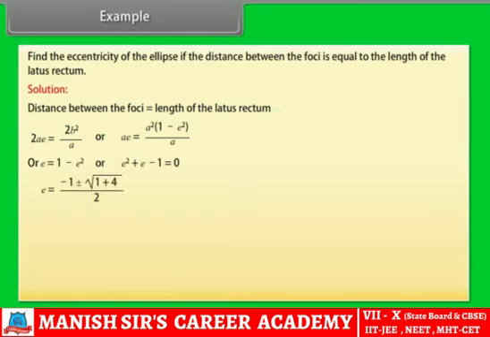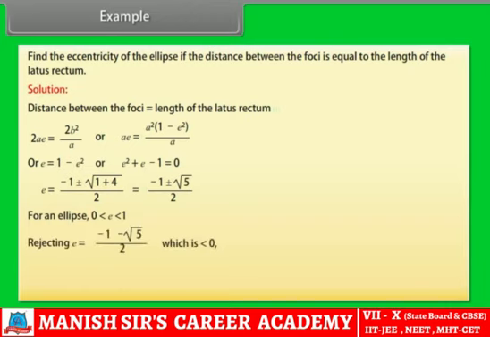e is equal to minus 1 plus or minus under root 1 plus 4 upon 2, which is equal to minus 1 plus or minus under root 5 upon 2. For an ellipse, 0 is less than e is less than 1. Rejecting e is equal to minus 1 minus under root 5 upon 2, which is less than 0, we have e is equal to (under root 5 minus 1) upon 2.